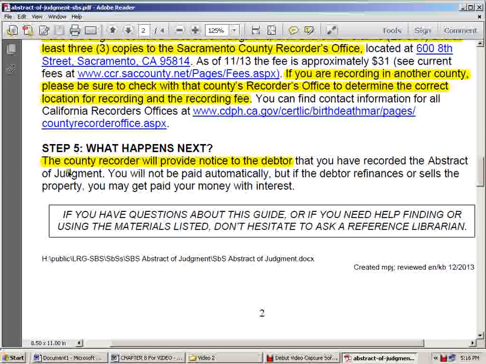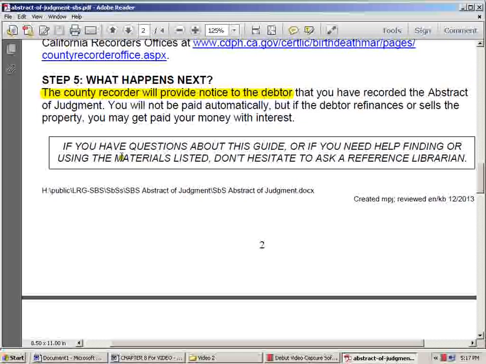And then it says the county recorder will provide notice to the debtor that you have recorded the abstract of judgment. So if it's been properly recorded, then the county recorder is going to send you notice. But I don't believe any of us ever get proper notice that we have these. Now, I don't know that to be absolutely true. It could be the IRS, you're getting one, but you don't know what to ask them for when you get these federal liens on you. Well, okay, where's the abstract of judgment? Ask them.